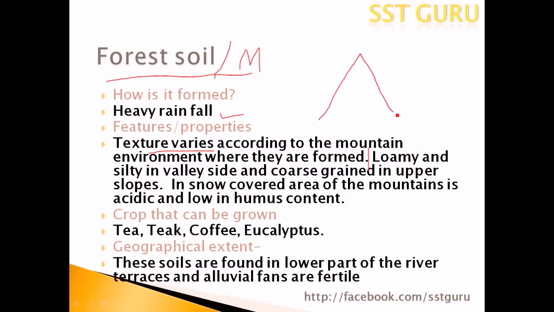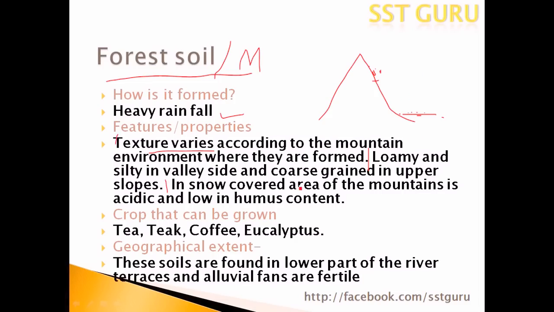So consider this to be a mountain, and now you have some soils over here and some soils over here. So what is the difference between these two soils? Here the soil will be somewhat big in nature, highly big in texture, and here you have it in a fine texture. In the upper part the soil is coarse grained, and here the soil is fine. That's what they say in these two lines.